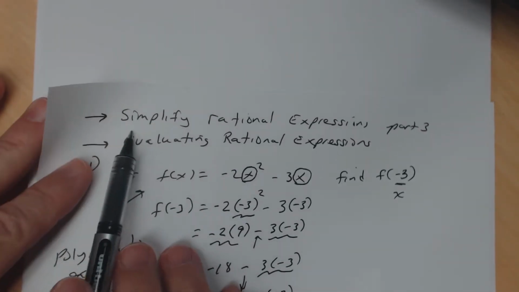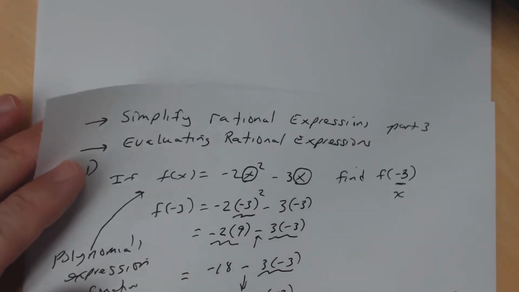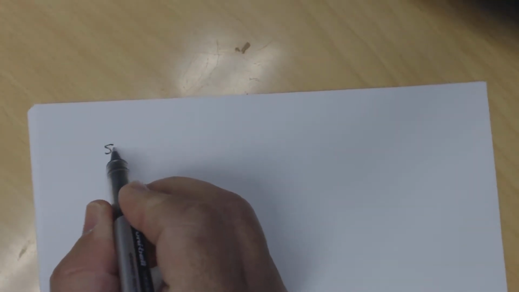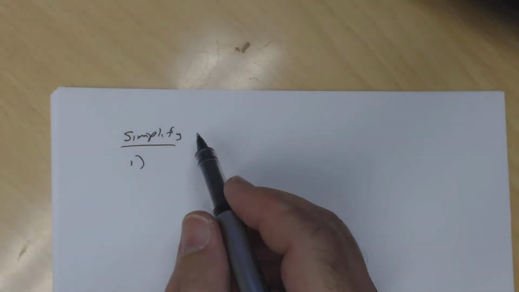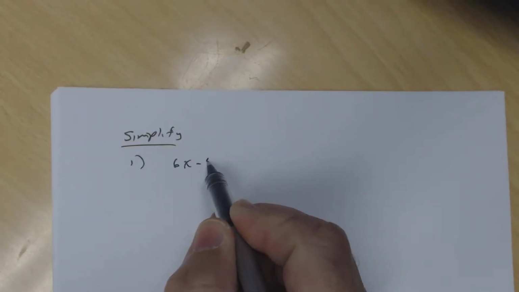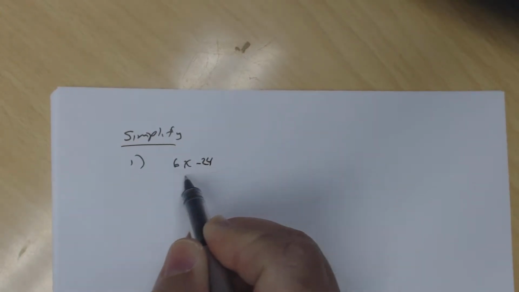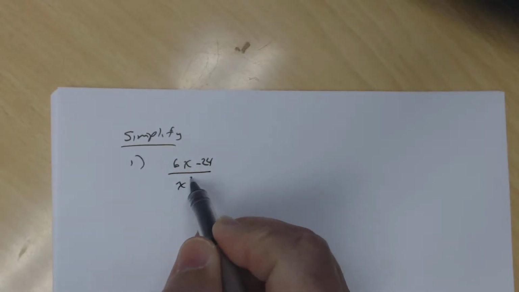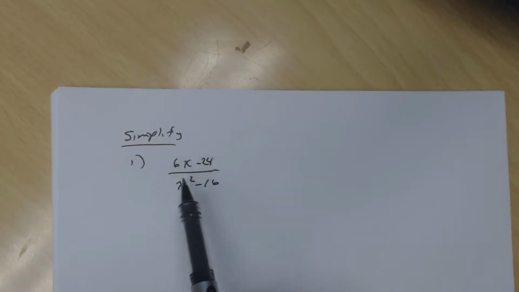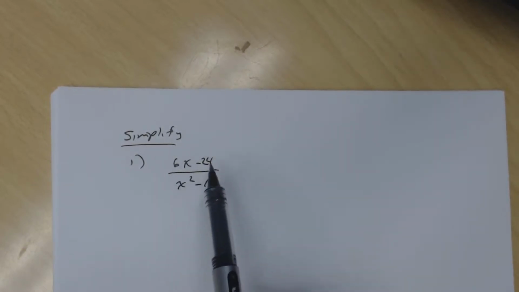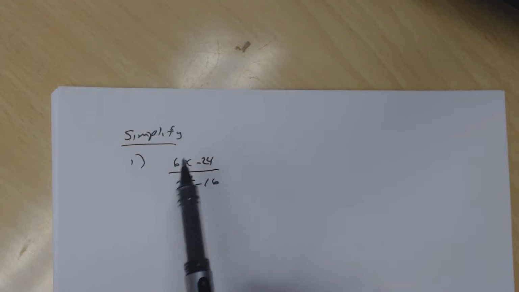Okay. Now, let's go back and review real quick simplifying rational expressions. So let's do this example. Simplify number 1. All right, let's suppose we had 6x minus 24 divided by x squared minus 16. Remember, the first thing you need to do always is look for a GCF in your numerator and your denominator, in those polynomials.